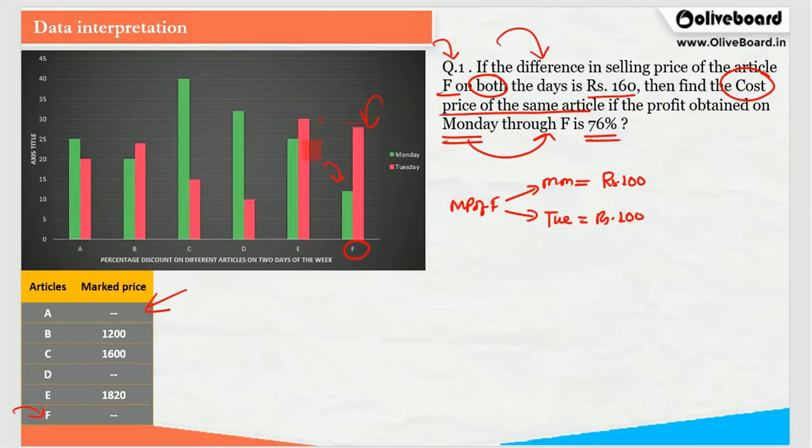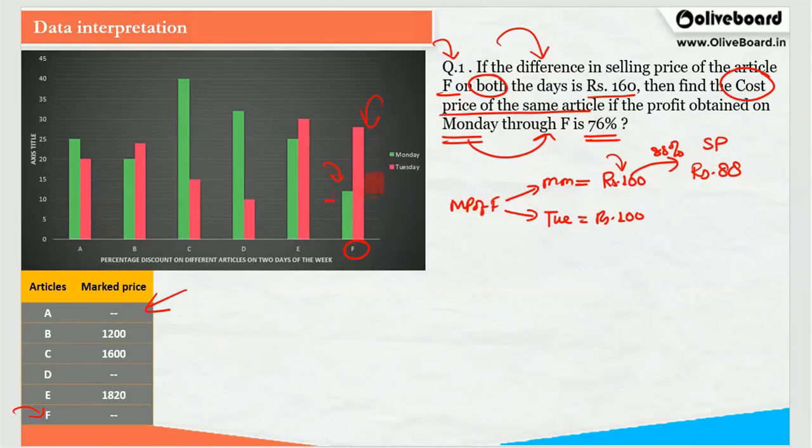Now on Monday, article F is allowed a discount of what? This is 10, 11, 12. 12% discount is provided on F on Monday. So if I provide 12% discount here, I will sell at 88%, because after giving the discount, the remaining percentage is your selling price. So 88% of 100 will be my selling price, which is rupees 88. This 88 is your SP on Monday of article F.